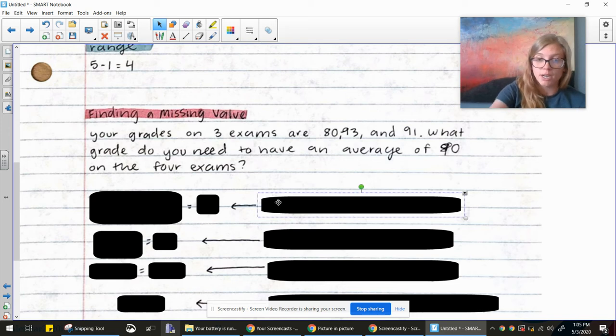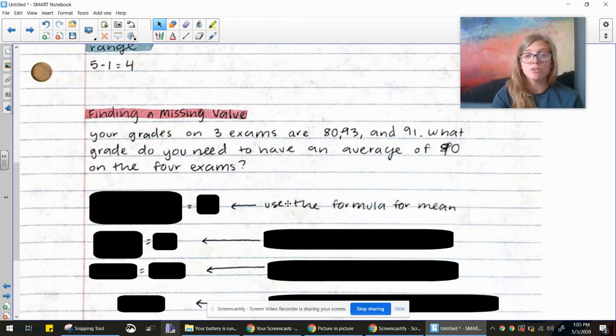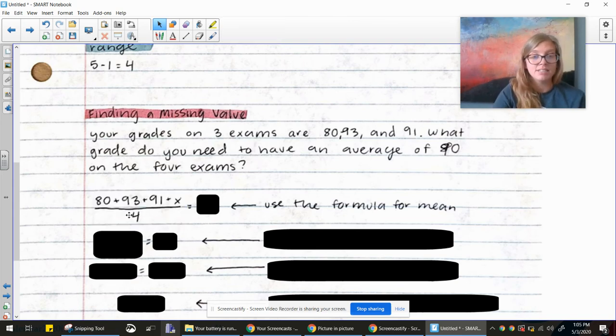Well, the first thing that we are going to do is use the formula for mean. So we're going to add up the 4 exams and divide them by 4. So 80, 93, 91, and X, because we don't know what that 4th exam is, divided by 4, the number of exams. And we know that we want that average or that mean to be 90.